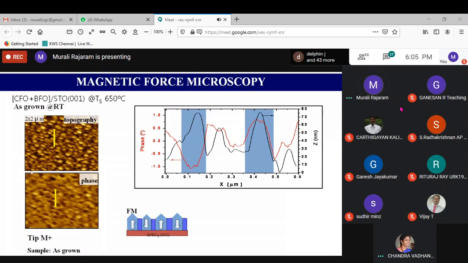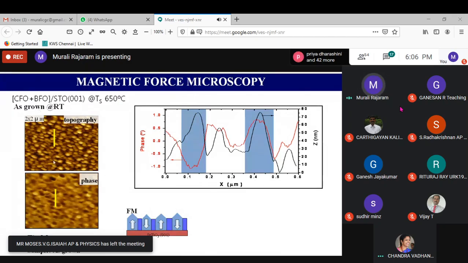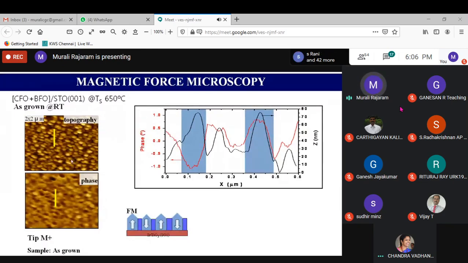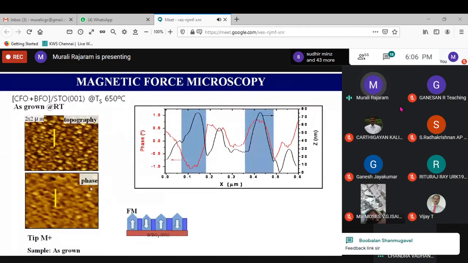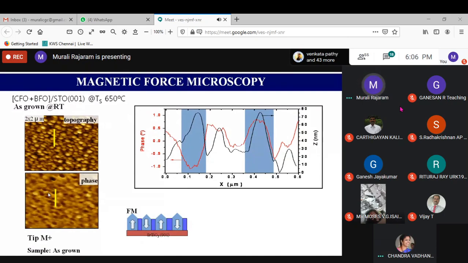Okay, so this is 2 by 2 micron. This is the morphology of the surface. You can see a lot of grains, cobalt ferrite grains, which are all magnetic. Okay. And then this is the phase image, which is the MFM image. You can clearly see that some domains are oriented in the up direction, and some domains are oriented in the down direction. A cartoon is shown here. That's why you can see the dark and the bright images.